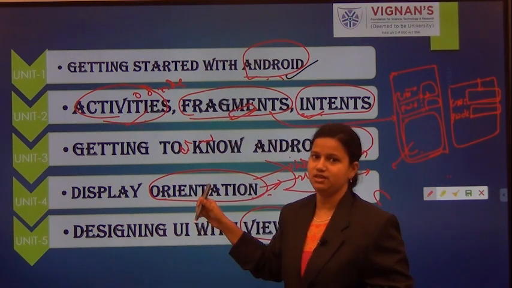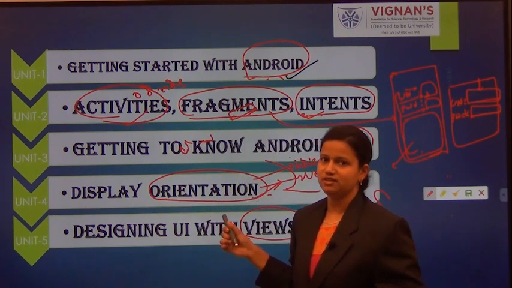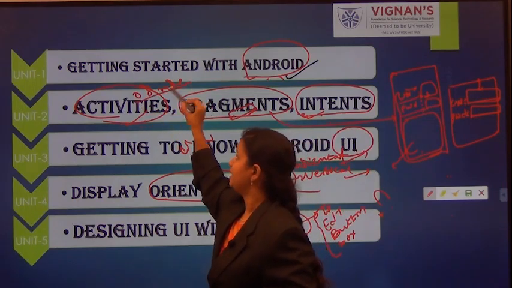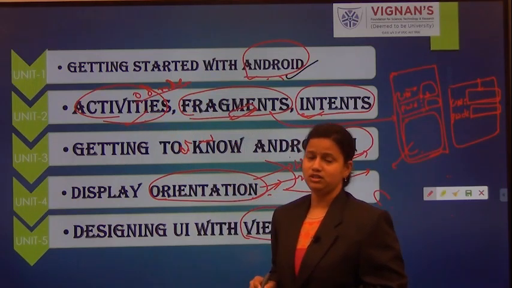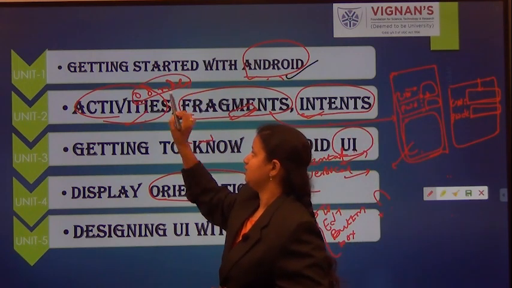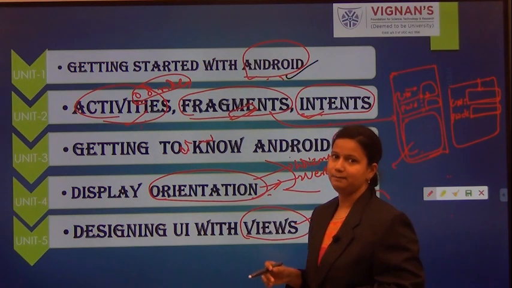Activities means developing an activity by using a user interface design, which is called an activity. To develop an application we require a single activity or more than one activity. So by using those activities we develop the application.